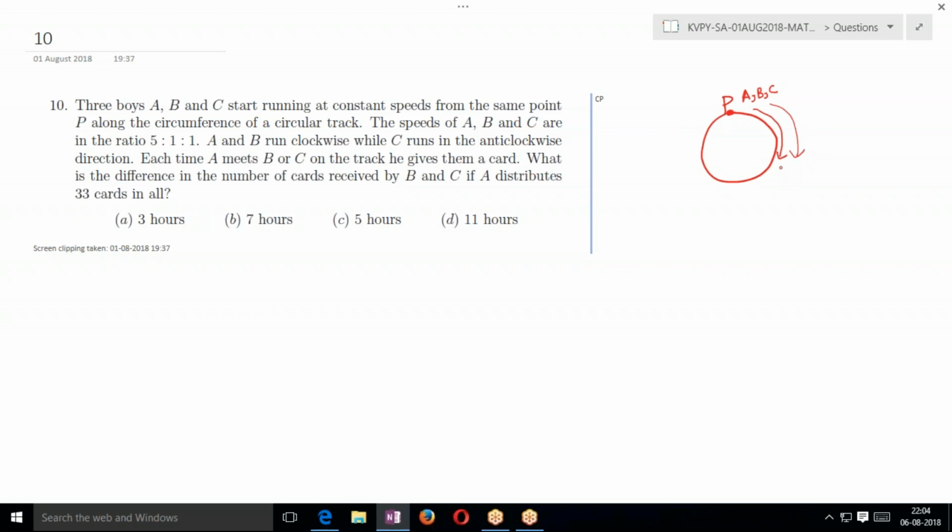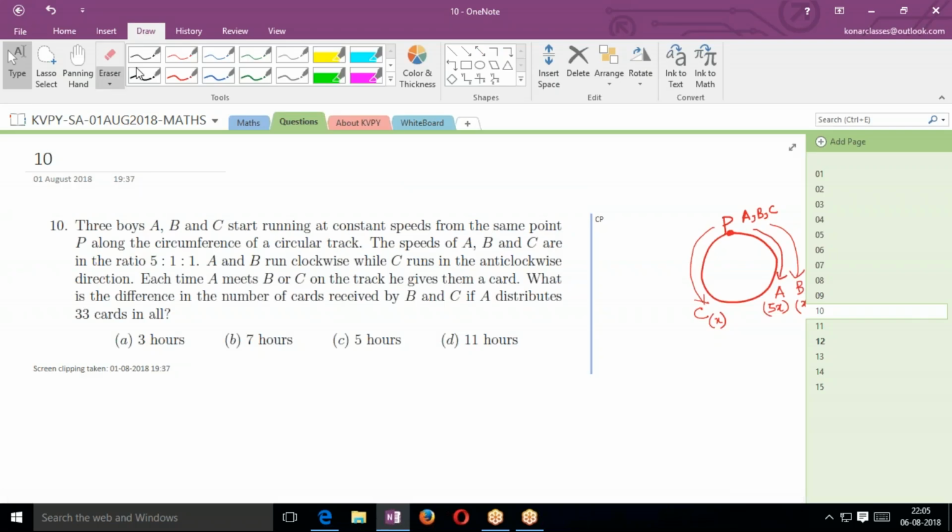So this is A, this is B, and C is actually going in this direction. But they have different speeds. The ratio of their speeds is 5:1:1. So I can write it here: if the speed of A is 5x, here the speed is x, and here the speed is x. In the entire running journey, A can meet B and A also meets C. Each time A meets B or C on the track, he gives them a card. What is the difference in the number of cards received by B and C if A distributes 33 cards in all?